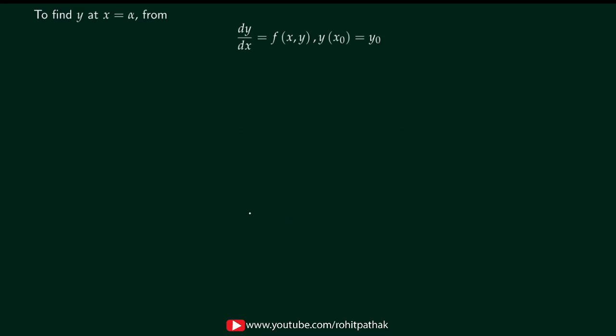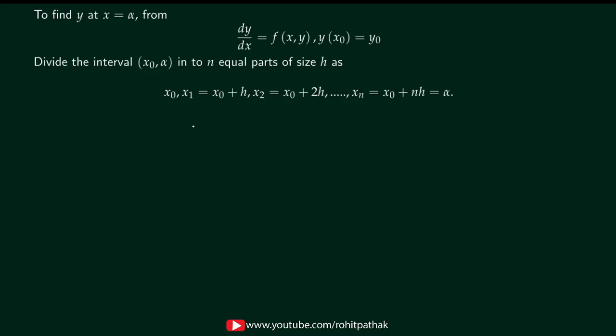So here the problem is to find y at x equal to alpha from this initial value problem, dy by dx equal to f(x, y), where y at x0 equal to y0. To find y at x equal to alpha, the idea is to divide the interval x0 to alpha into n equal parts of size h by taking the points x0, x1 up to xn, where xn equal to alpha.